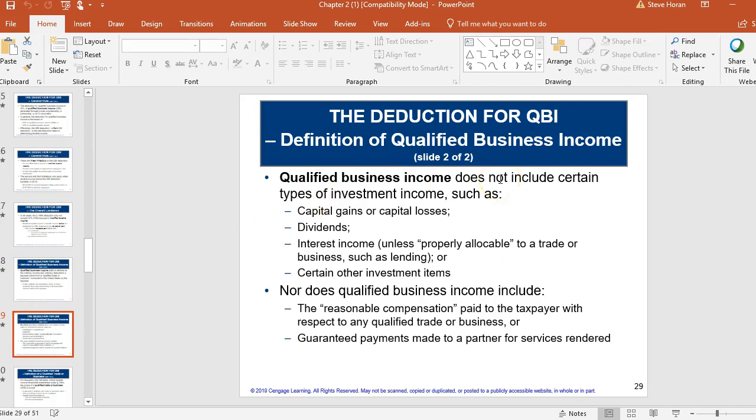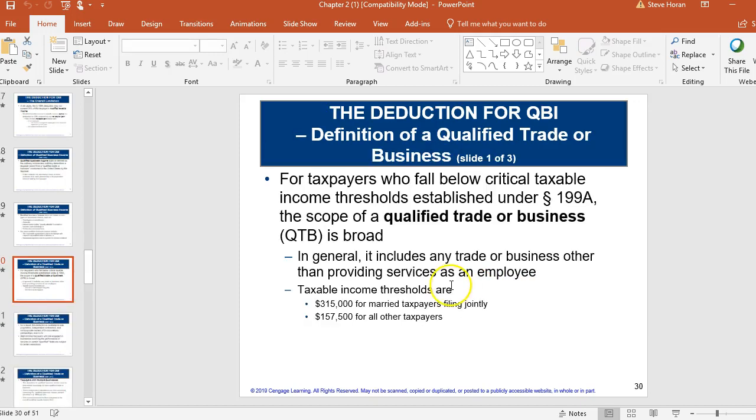It does not include some things though. It does not include capital gains or losses, dividends, or interest income, okay, and certain other investments. It also does not include reasonable compensation. So let's say you own a sole proprietorship or partnership and you receive a paycheck from that business. That's not included in this, nor are what we call guaranteed payments for services rendered, which we'll get into in the partnership chapter.